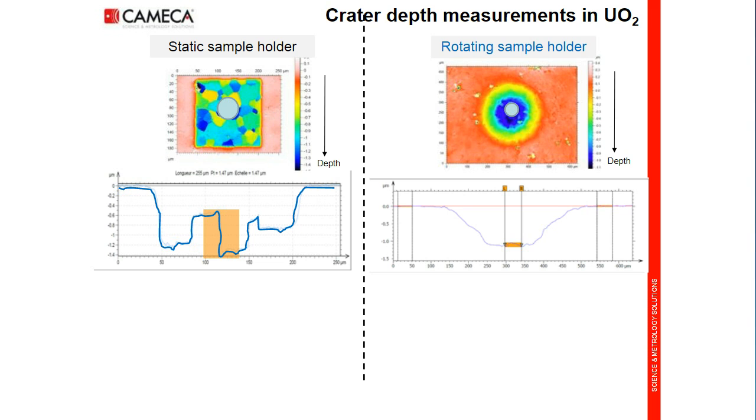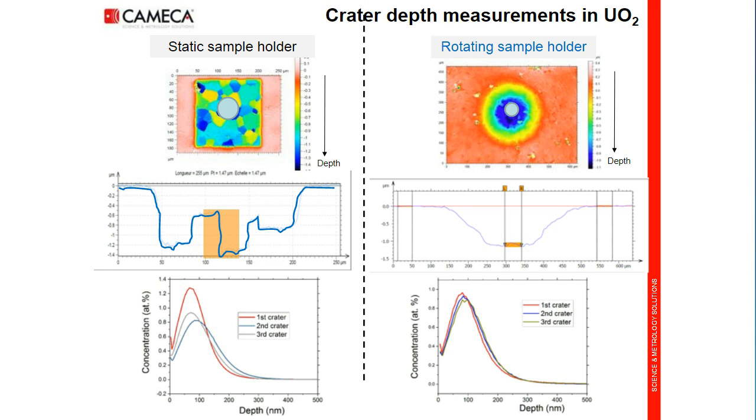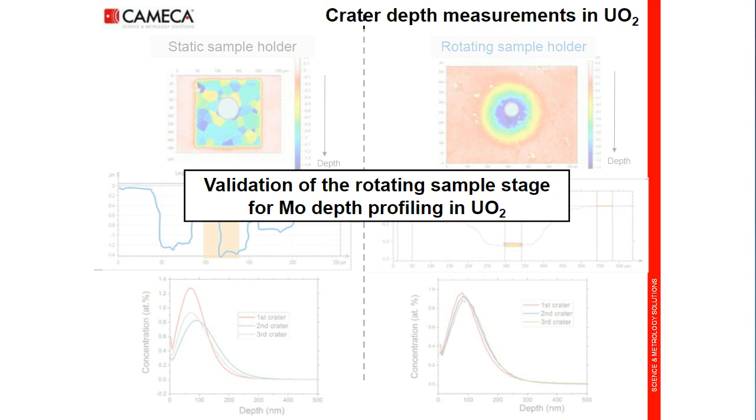In addition, repeated Mo depth profiling measurements performed without sample rotation show a large scatter of the data with a high variation in the measured dose values, whereas a much better repeatability between different runs is obtained for measurements performed with sample rotation. Data show that eucentric sample rotation during SIMS analysis is an efficient method to minimize surface roughness development in UO2 polycrystalline samples, thus significantly improving depth profiling data reproducibility.